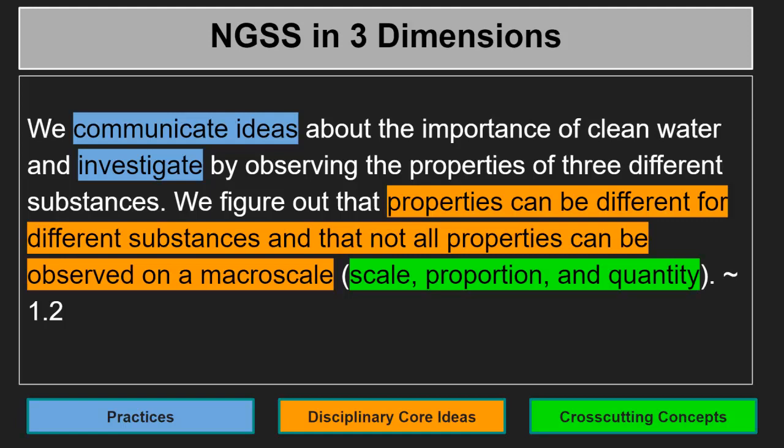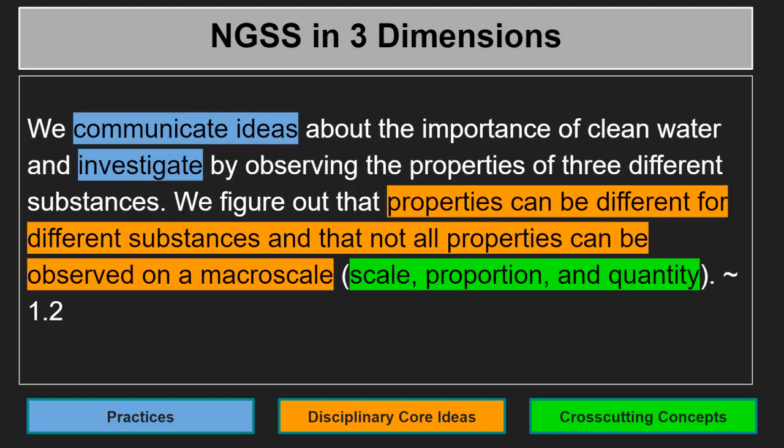In blue, the communicate ideas and investigate are practices, things that scientists do regularly. In orange, the properties can be different for different substances and that not all properties can be observed on a macro scale is information that we learn from chemistry, and properties are traits of materials.